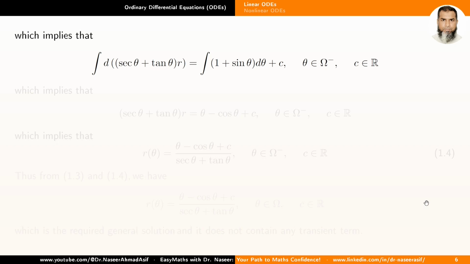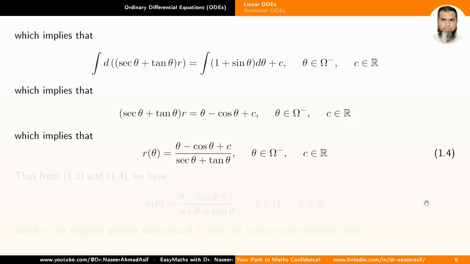Now taking integral, we have integral of d of (secant theta plus tangent theta) into r is equal to integral of 1 plus sine theta d theta plus c, where theta belongs to omega minus and c is an arbitrary constant. So (secant theta plus tangent theta) into r is equal to theta minus cosine theta plus c, where theta belongs to omega minus and c is an arbitrary constant. So r of theta is equal to (theta minus cosine theta plus c) over (secant theta plus tangent theta), where theta belongs to omega minus and c is an arbitrary constant.